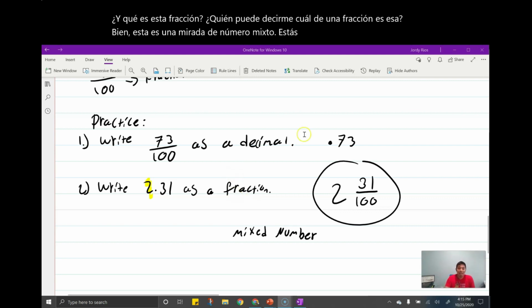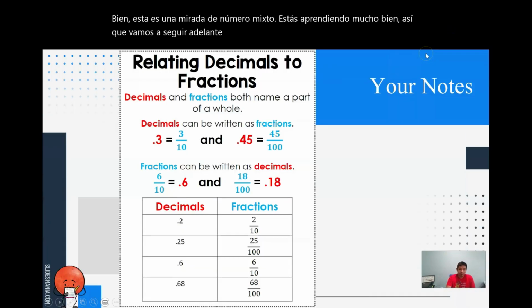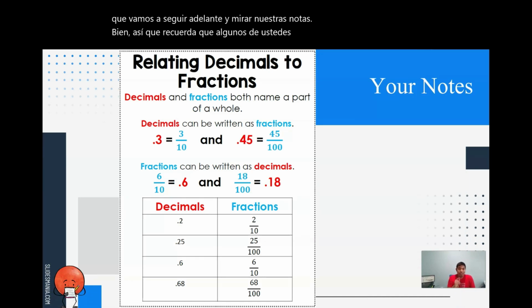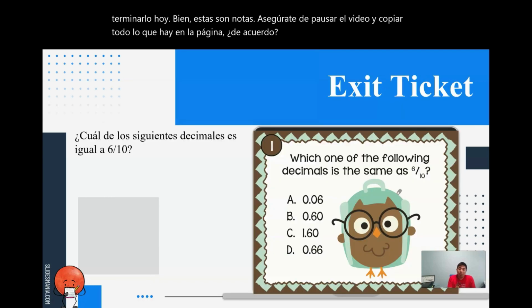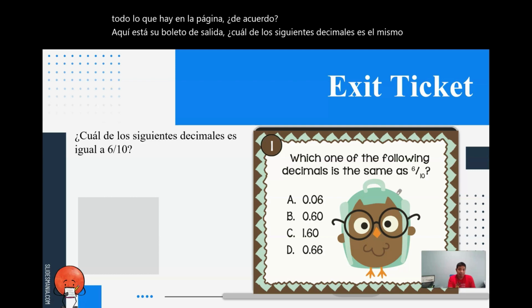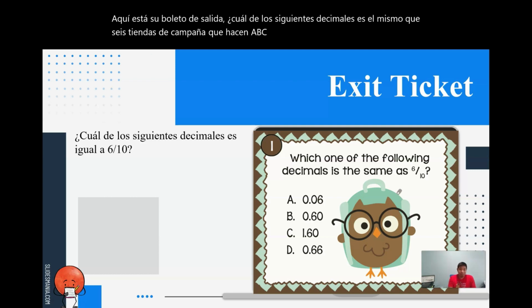Good. So let's go ahead and look at our notes. Okay, so remember, some of you already copied everything. If not, finish it today, okay? So these are notes. Make sure you pause the video and copy down everything that's on the page, okay? Here is your exit ticket. Which one of the following decimals is the same as 6/10? A, B, C, or D? Make sure you write down everything that's on the screen and then give it an answer, okay?